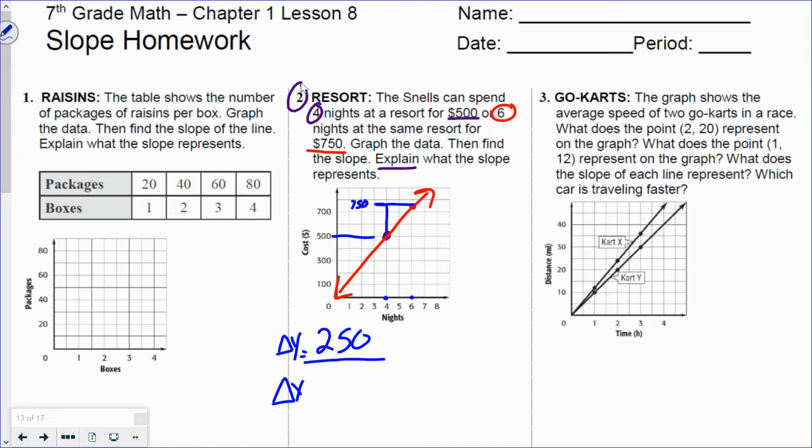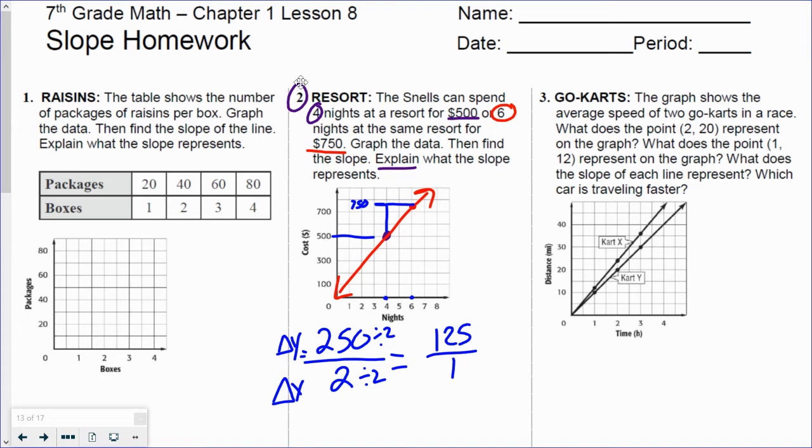So what's the difference between 4 and 6? 2. And then we need to reduce. I can divide both of these by 2, since both are even, and I get 125 over 1.